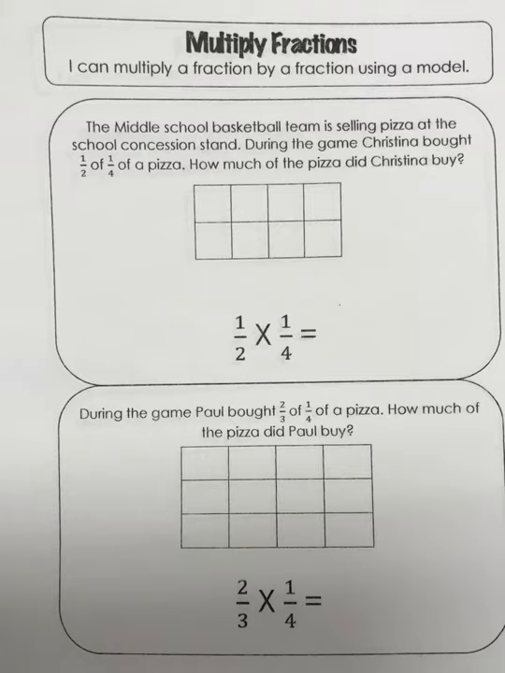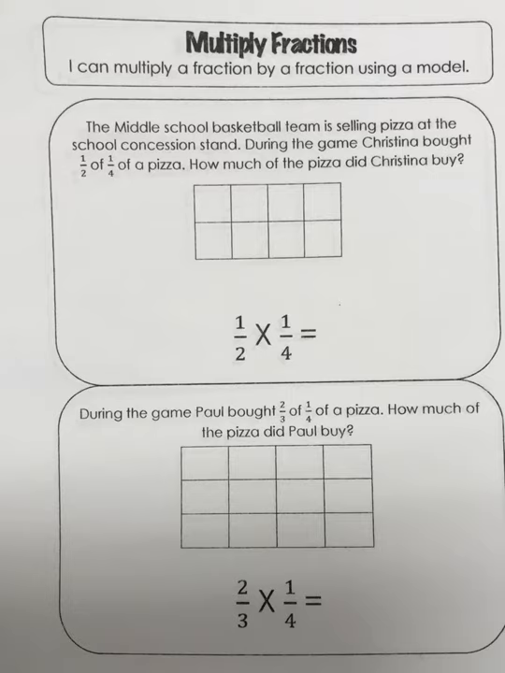So look up here at number 1. It says, the middle school basketball team is selling pizza at the school concession stand. During the game, Christina bought half of a fourth of a pizza. How much of the pizza, meaning the whole pizza, did Christina buy?